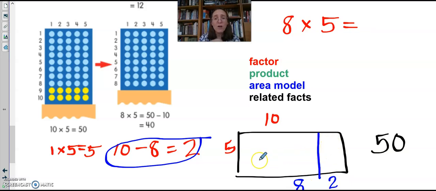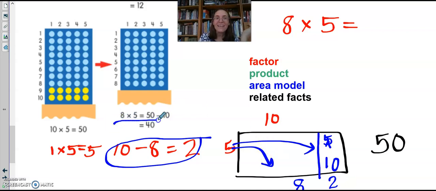Well, instead of doing 5 times 10, now I'm going to do 5 times 8 and 5 times 2. But I can start with what's easy. I know that 5 times 2 is 10, don't I? And I can easily do 50 minus 10. It's 40. And that's another way to find that 8 times 5 is 40.